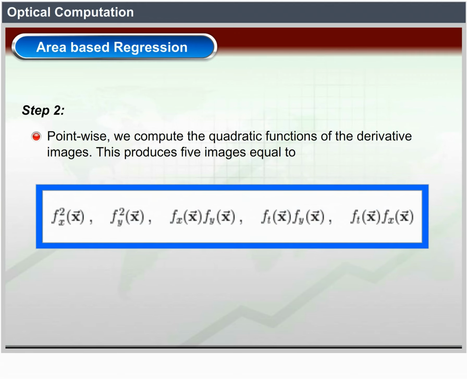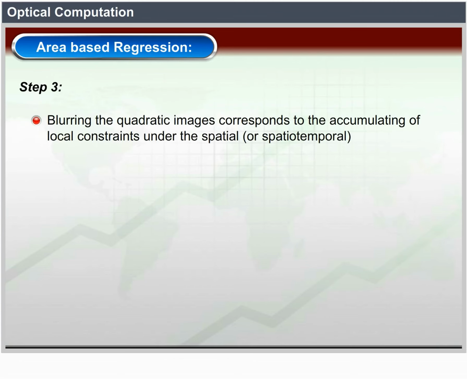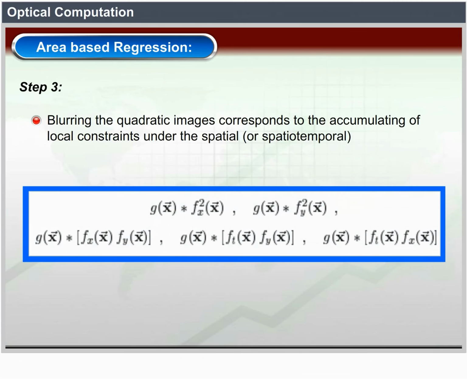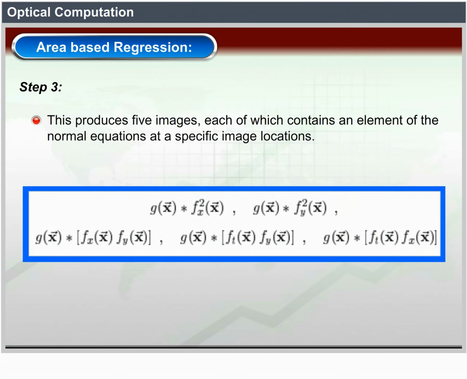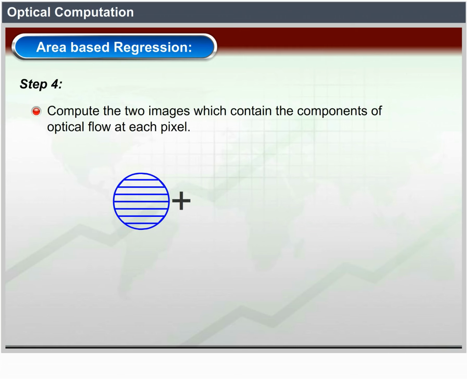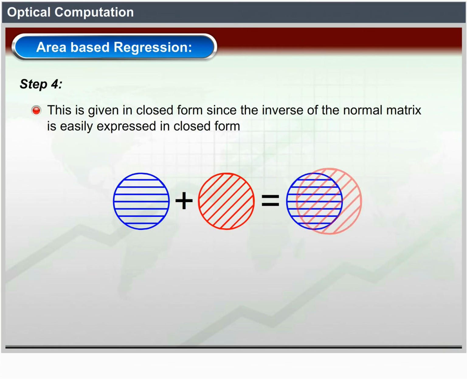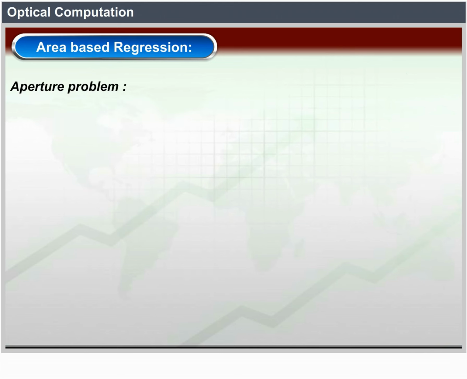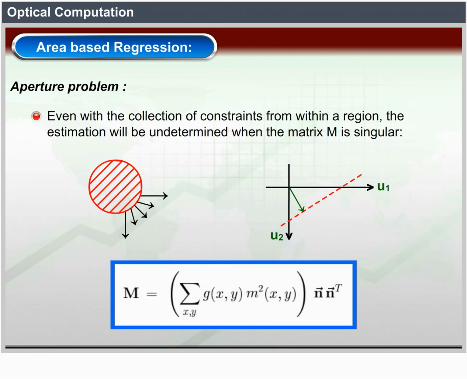Step 3: blurring the quadratic images corresponds to the accumulation of local constraints under the spatial or spatiotemporal window. This produces 5 images, each of which contains an element of the normal equations at a specific image location. Step 4: compute the 2 images containing the components of optical flow at each pixel. This is given in closed form since the inverse of the normal matrix is easily expressed in closed form. Aperture problem: even with the collection of constraints from within a region, the estimation will be undetermined when the matrix M is singular.